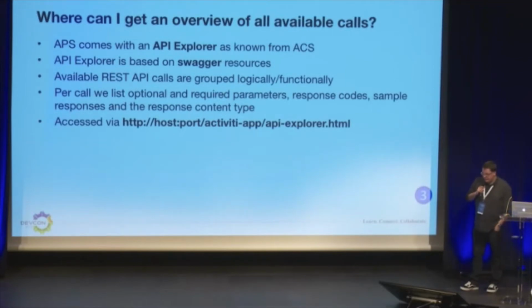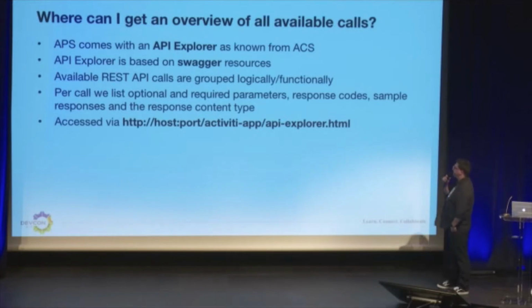To get an overview of all available calls in that API, you can use the API Explorer, which comes as part of the Activity App deployment. The API Explorer is based on Swagger resources and is grouping the available calls logically. Per call, we list optional and required parameters, response codes, sample responses, and the response content type.